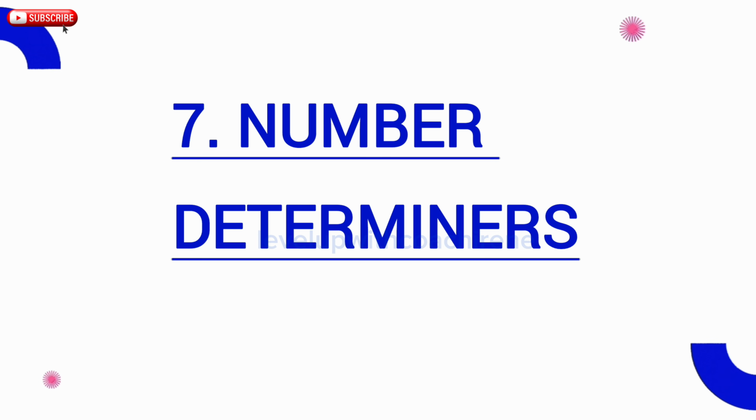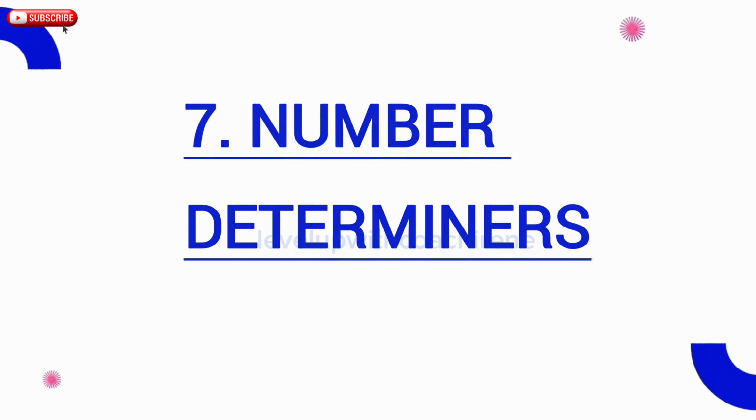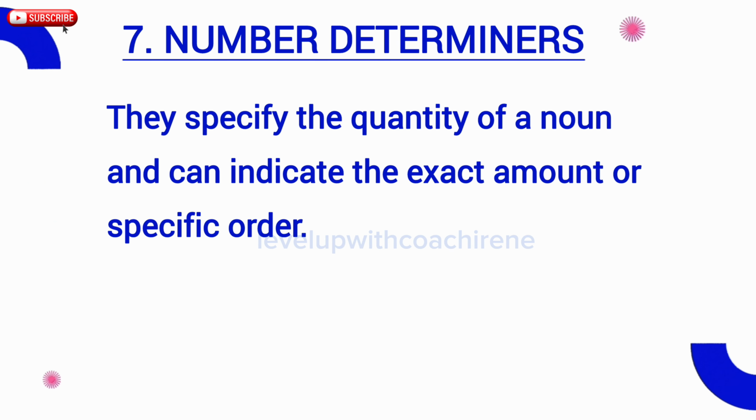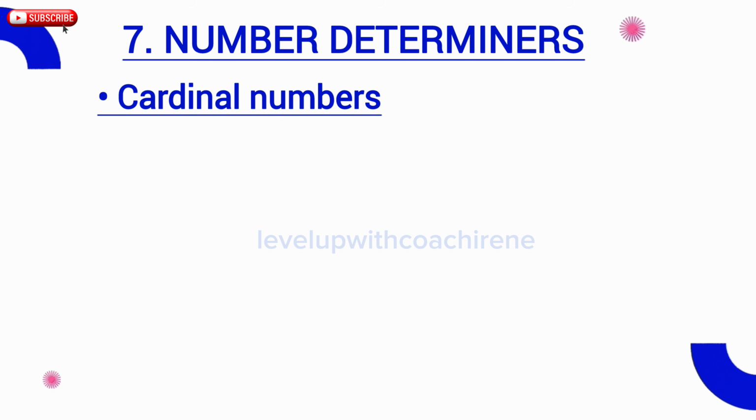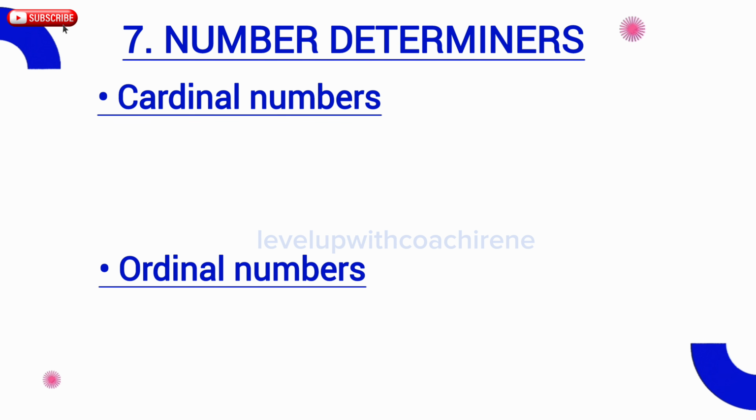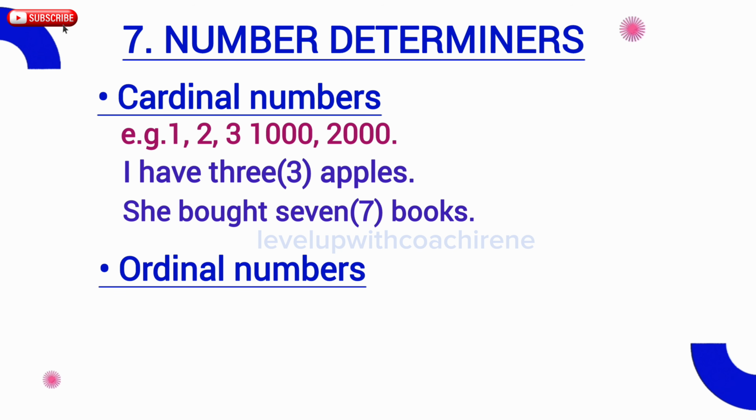Number 7, and the last one for today, number determinants. They specify the quantity of a noun and can indicate exact amount or specific order. They can be classified into cardinal numbers or ordinal numbers. Cardinal numbers indicate how many of something there are. They answer the question how many. Examples: 1, 2, 3, 1,000, 2,000. Examples: I have 3 apples. She bought 7 books.